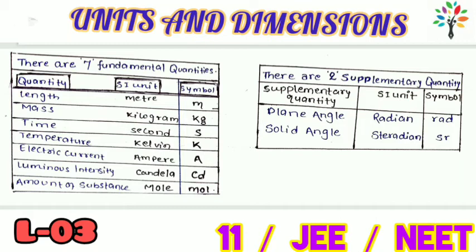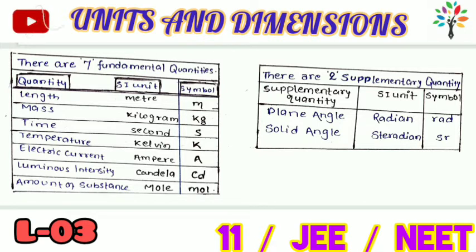Let us discuss fundamental quantities. We have seen in the earlier lecture that there are 7 fundamental quantities and 2 supplementary quantities. Let us see here. The first one is length. Suppose we have a rod and we need to measure its length. That is called length, and its unit is meter.